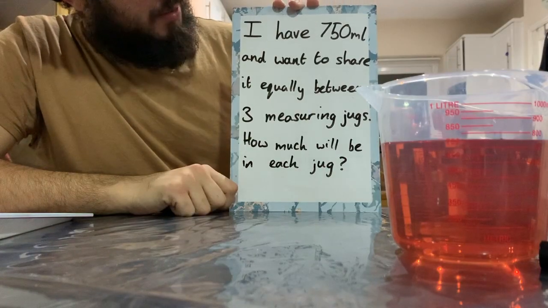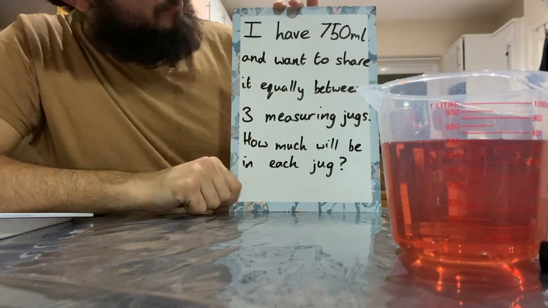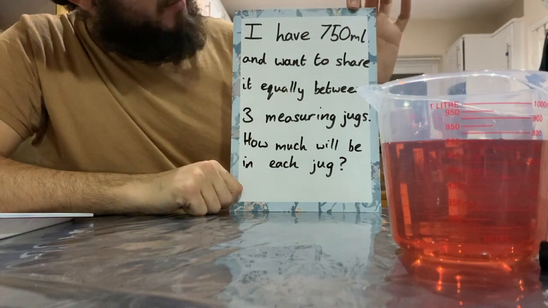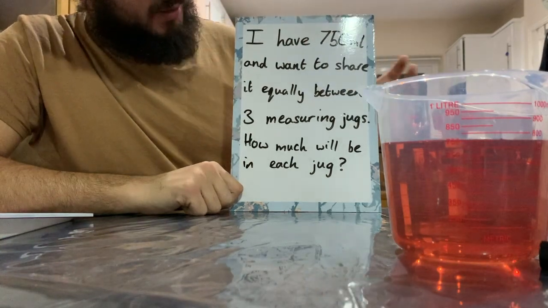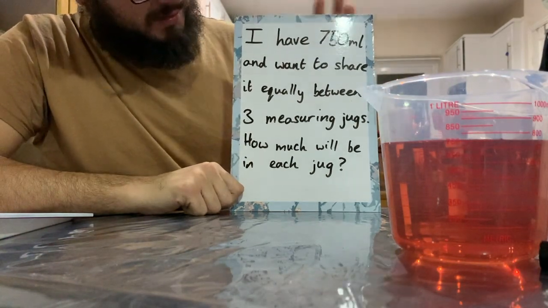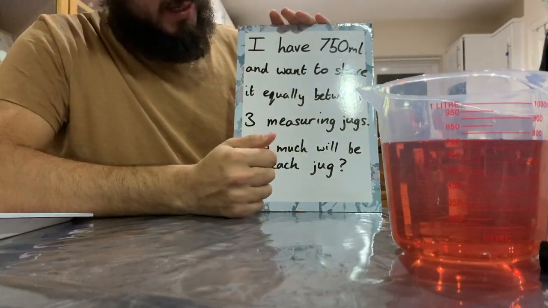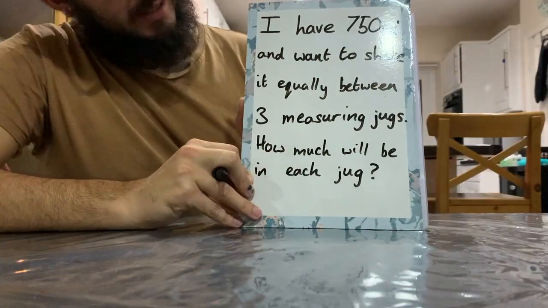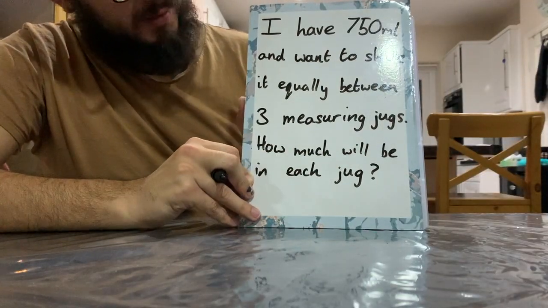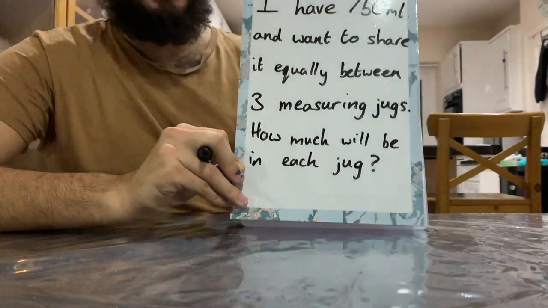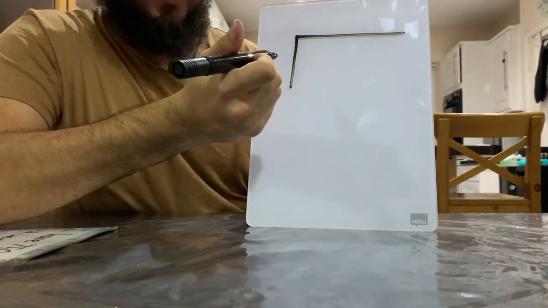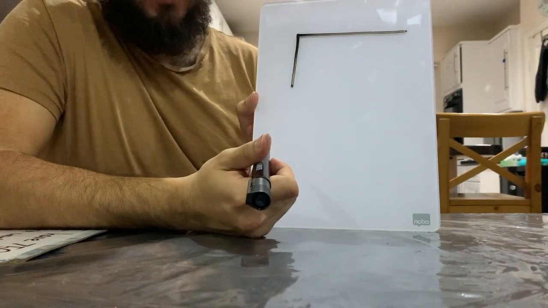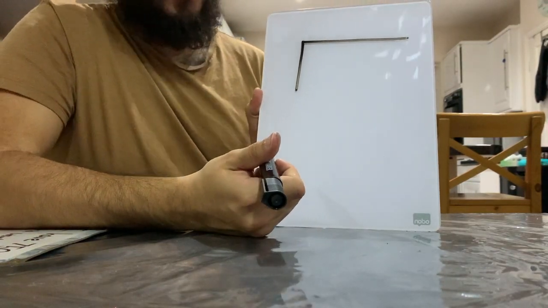Our last question is going to be a little bit harder. So I have 750 milliliters and want to share it equally between 3 measuring jugs. How much will be in each jug? Okay, so I want to share 750 equally into 3 measuring jugs. So I'm going to use the bus stop method now, the short division, to do 750 divided by 3.